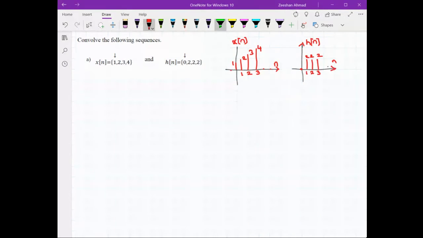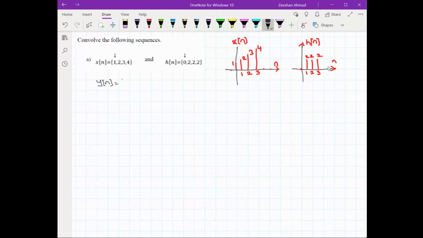Now, what is the formula? The formula is basically y of n equal to summation. I told you one signal we will keep fixed, and one we will flip. So let's suppose this signal is fixed, so I will try to keep this one fixed here. But if you do it the other way, it doesn't matter, you will get the same answer. Let's suppose I just keep it fixed.